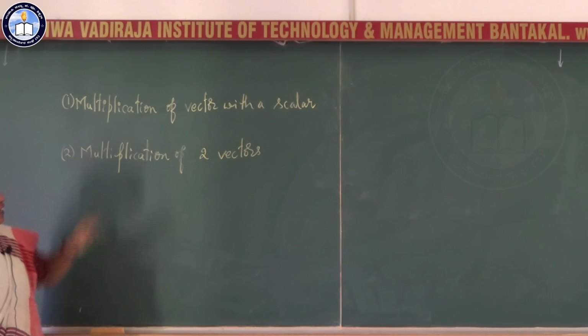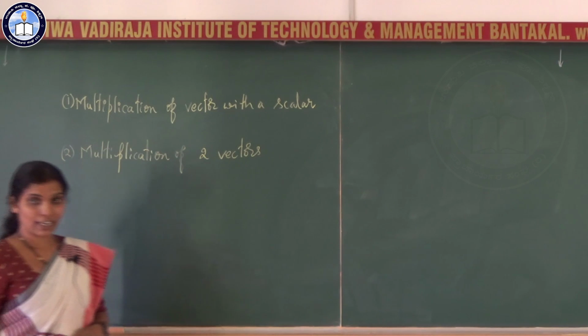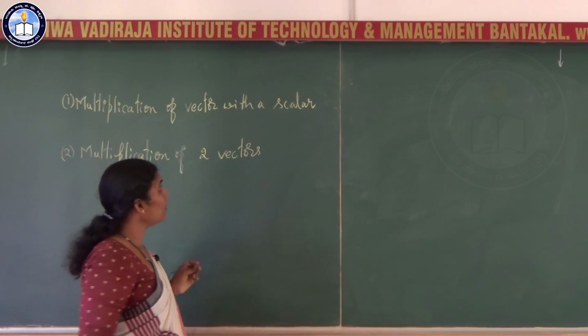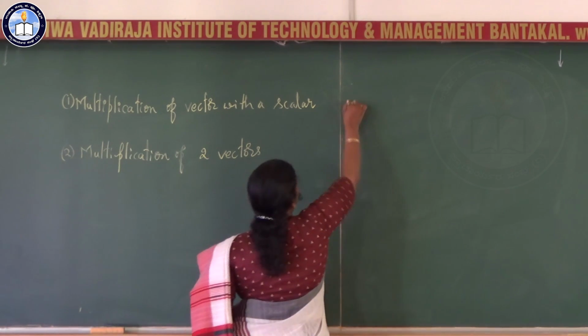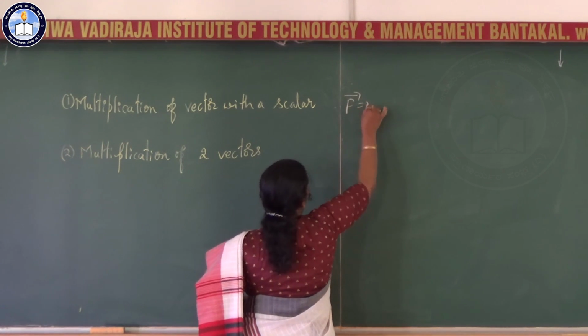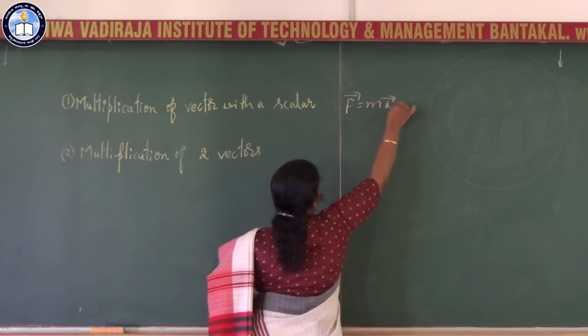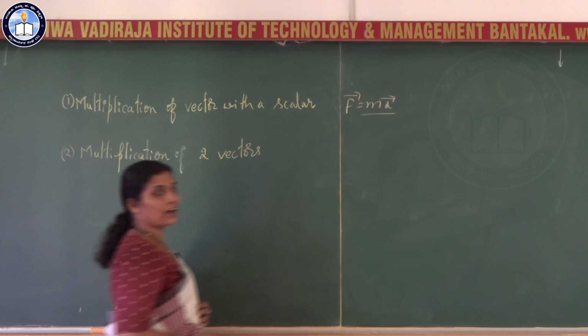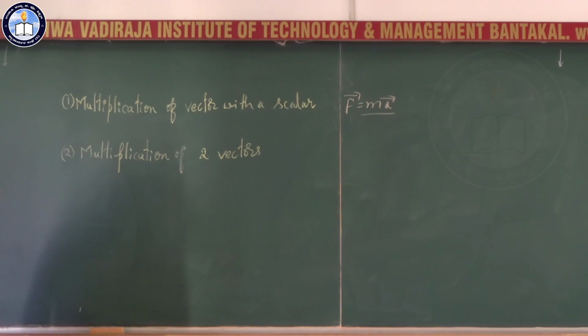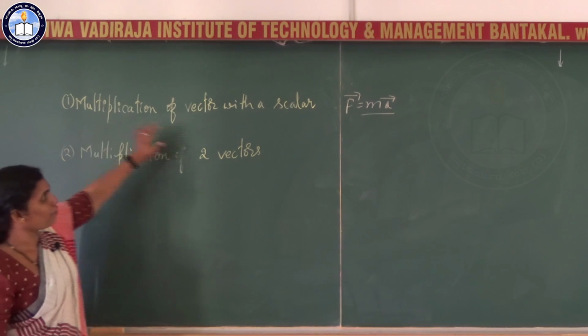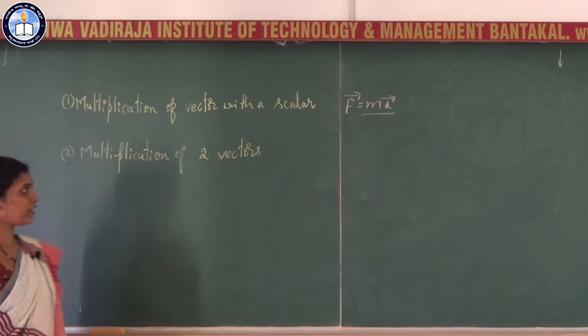One thing is multiplication of a vector with a scalar. For example, F equal to ma. A vector called acceleration is multiplied with a scalar quantity called mass, you get the force. The answer is again a vector. When you multiply a vector with a scalar, the answer is again a vector.